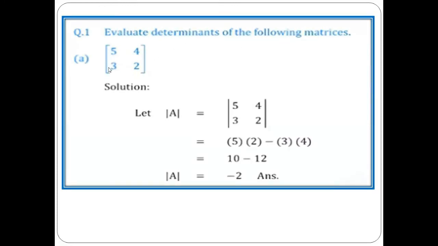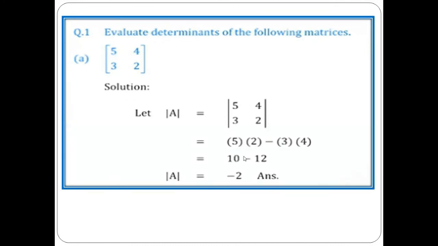This is matrix A, 5, 4, 3, 2. So just name this matrix as A. Then you will change the matrix sign into the determinant sign. And how will you find the determinant? First multiply the elements of the leading diagonal. The leading diagonal contains elements 5 and 2. 5 multiplied by 2, then minus, the non-leading diagonal contains elements 4 and 3.